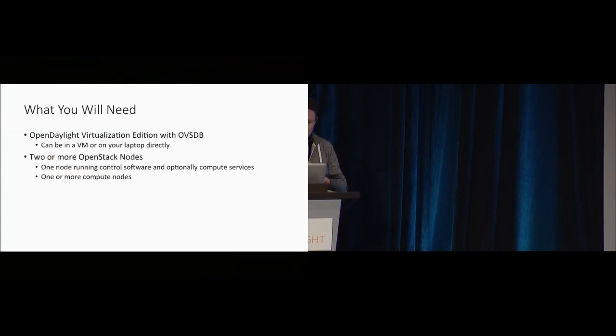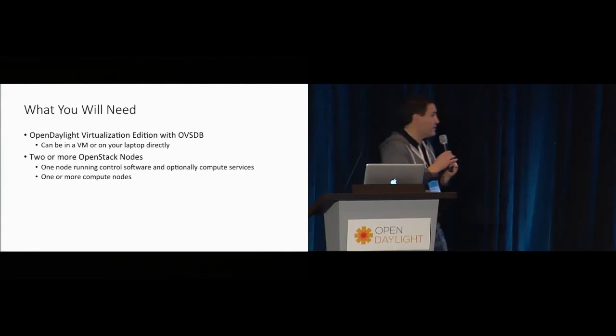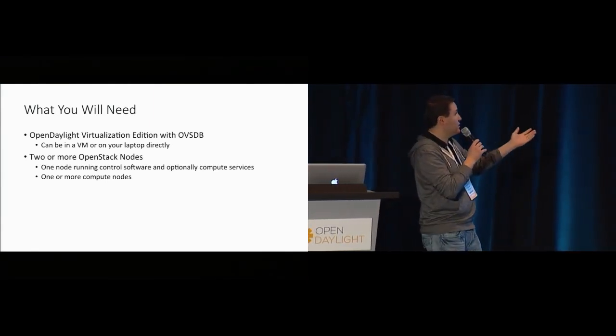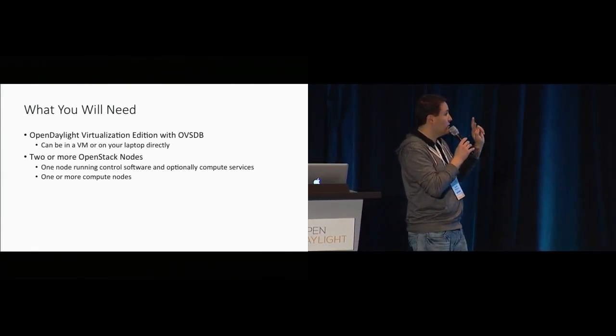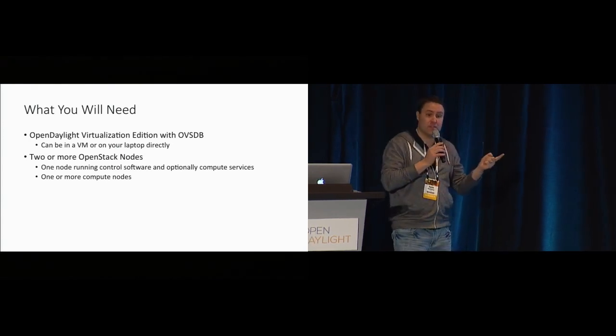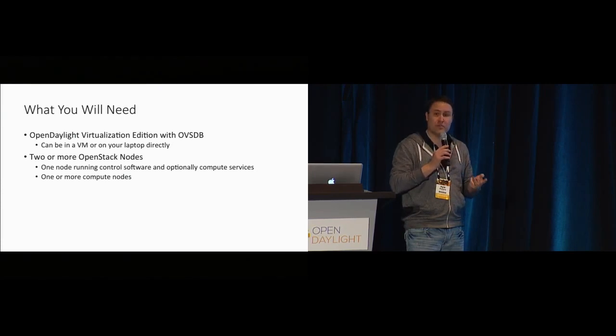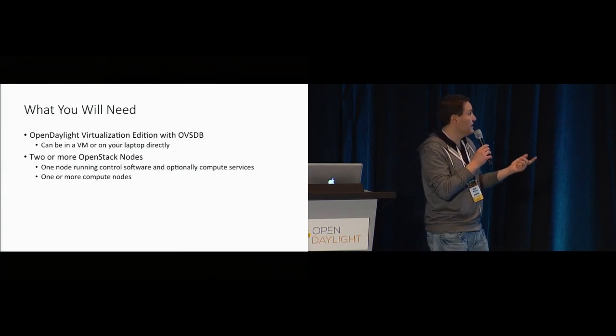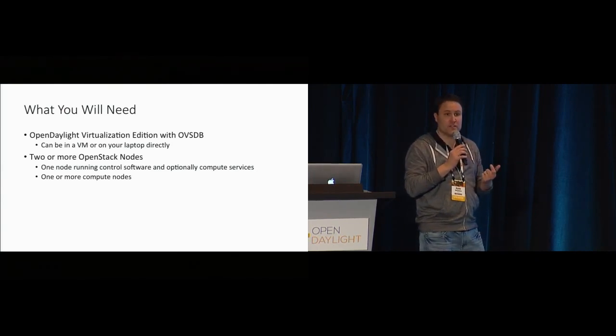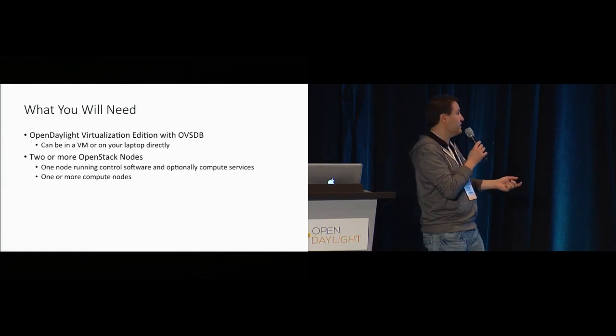Okay. So really this is as simple as it gets right now. We're going to have two VMs. One of the VMs that you're going to use will have OpenDaylight running in it, as well as the OpenStack control software and OpenStack Compute, Nova Compute. And the second VM will just be running Nova Compute. This way we'll be able to see the tunnel network set up for the tenants and everything like that.